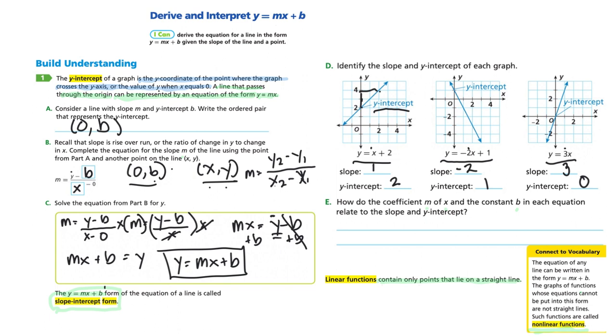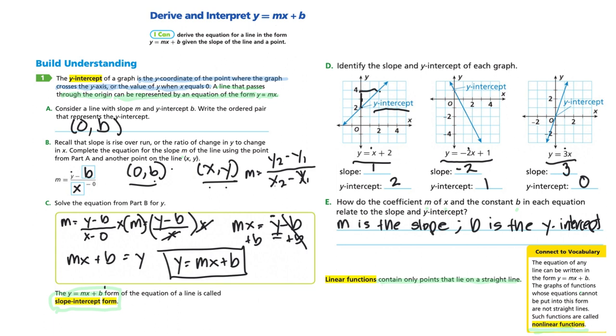So E, how do the coefficient m of x and the constant b in each equation relate to the slope and y-intercept? So the coefficient m is the slope, and b is the y-intercept. All right, kind of squeeze that in.